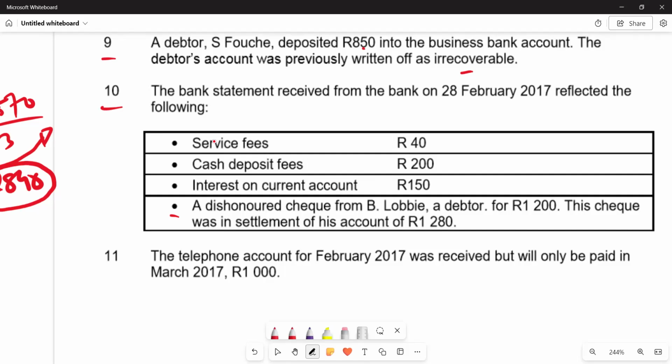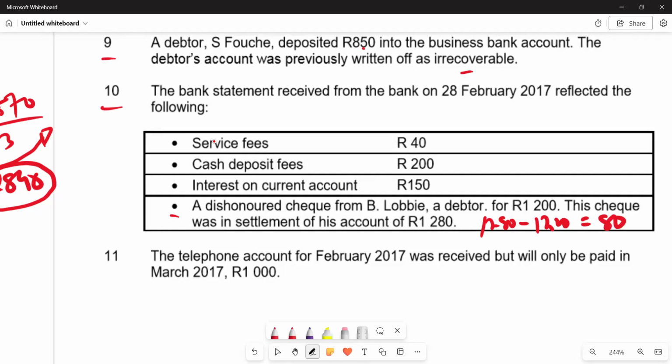No money was received at the bank, so you need to reinstate the amount that P-Lobby is owing as a debtor. So we calculate the amount of discount allowed. If you say 1,280 minus 1,200, remember the account was 1,280, but the debtor had paid 1,200. So it means there was a discount allowed of 80.